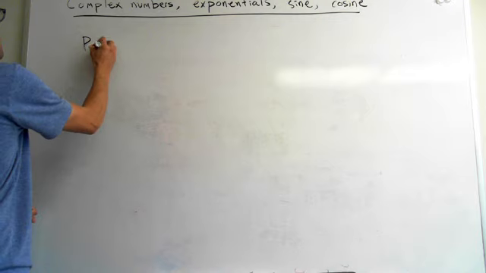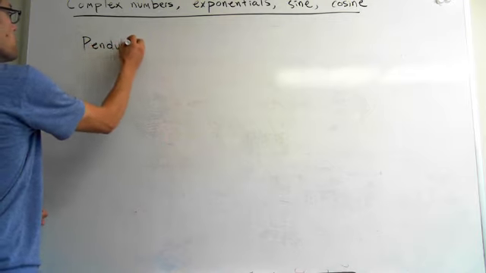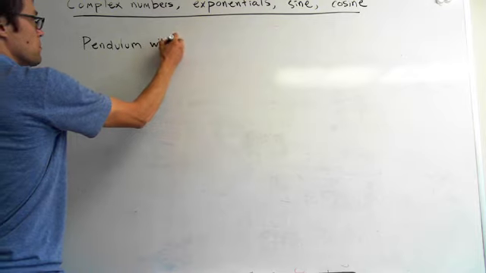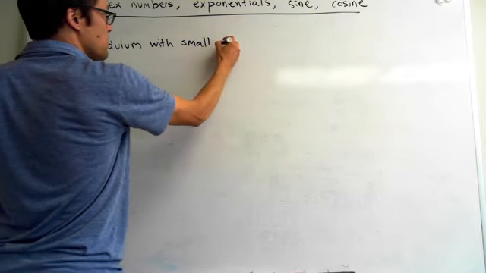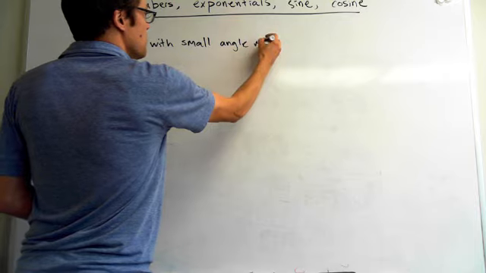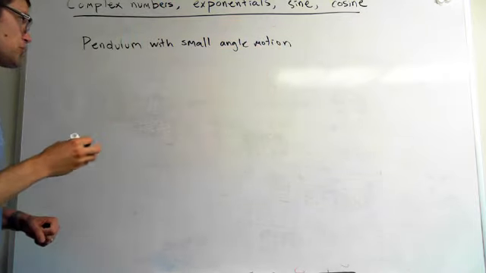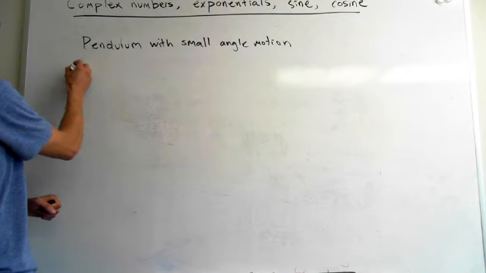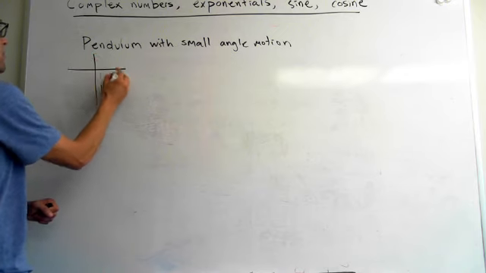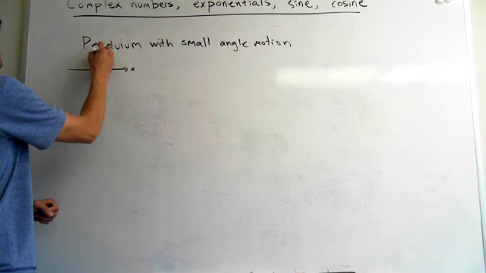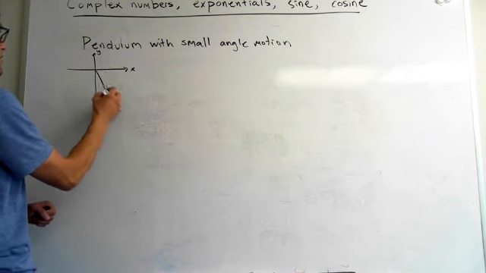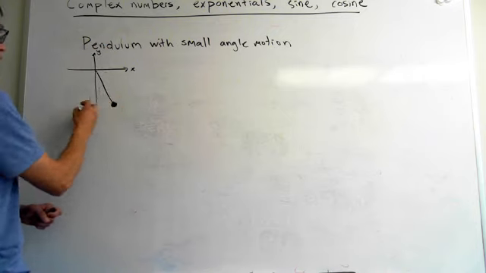A pendulum with small angle motion has the solution. So let me just draw the picture to remind you. We have x, y, and we've got some pendulum here swinging back and forth, and as long as this angle here is small, then we're talking about the small angle motion solution.